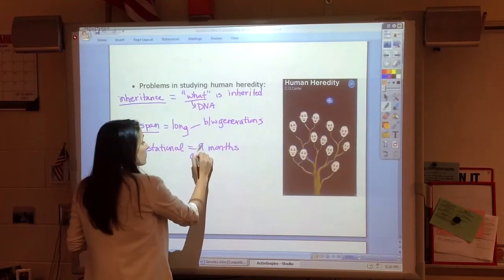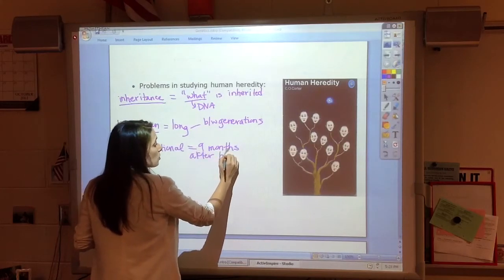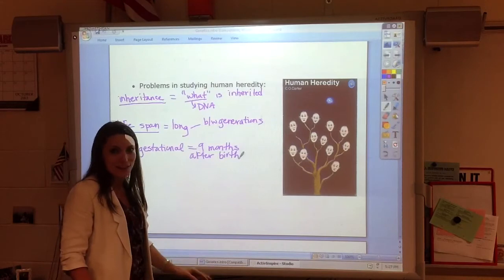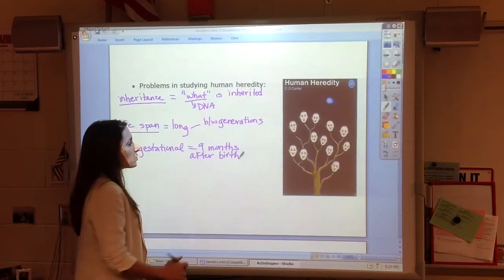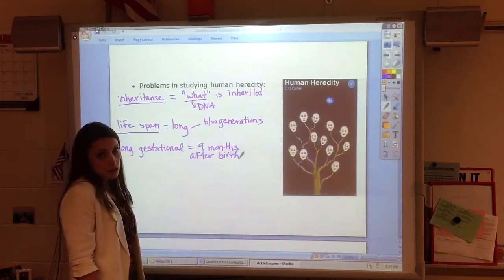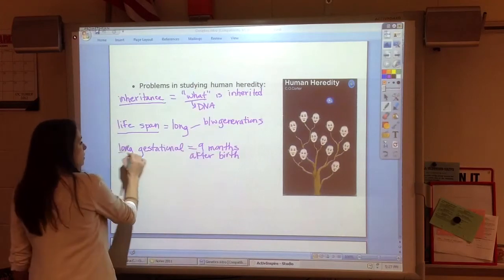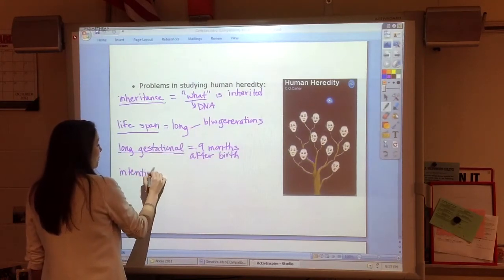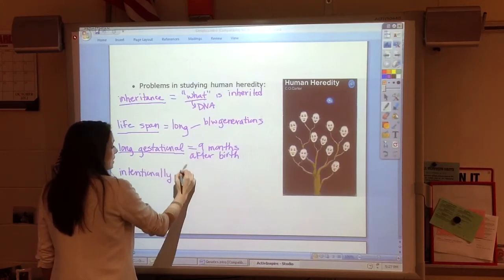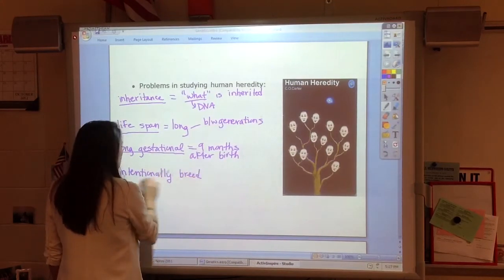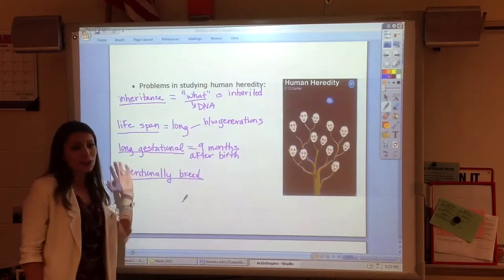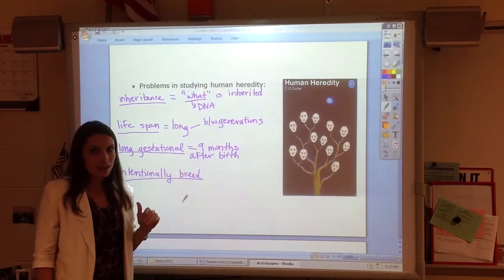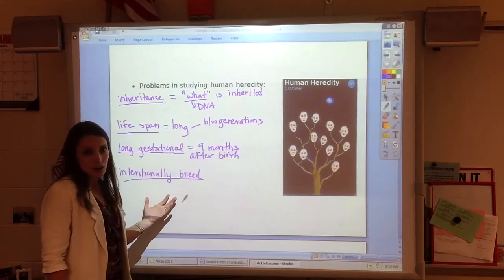But even after birth, certain traits don't show up right at birth. So rolling your tongue, you can't ask an infant to roll their tongue. And so we do see that studying humans is very difficult. It's also a little bit harder to intentionally breed. So if we want to do some genetics experiments, we don't have a lot of humans who are eager volunteers to say, hi, I'd be happy to be part of a breeding experiment. Not really going to happen.